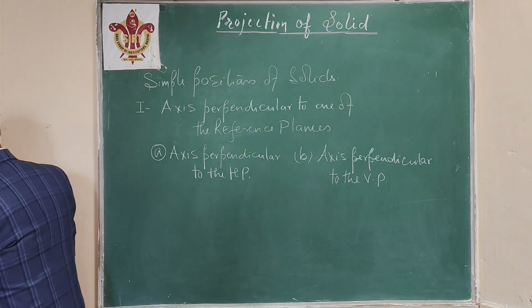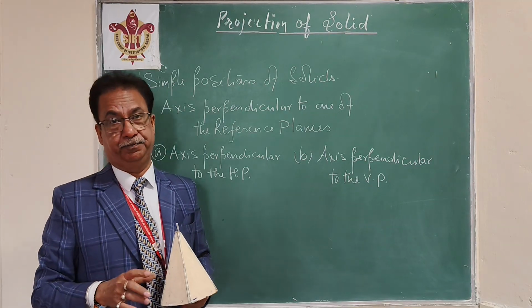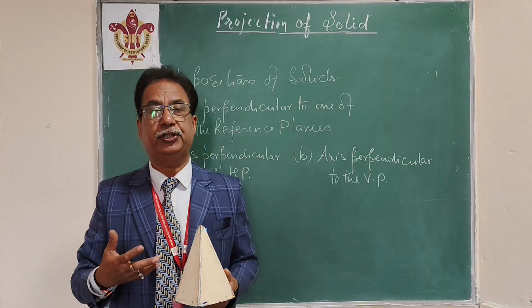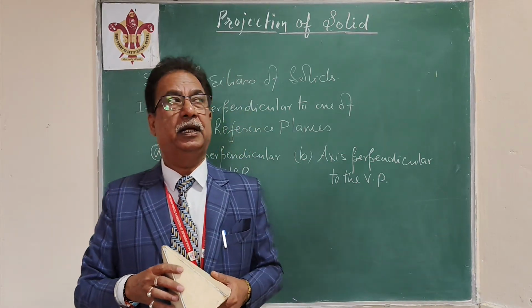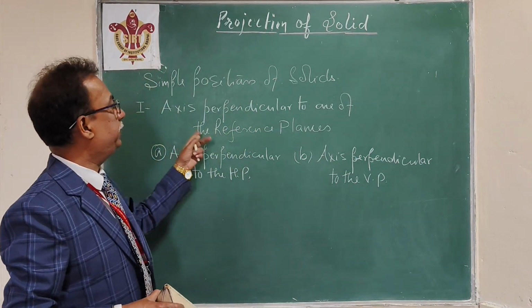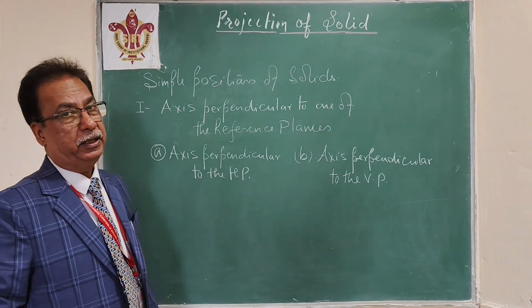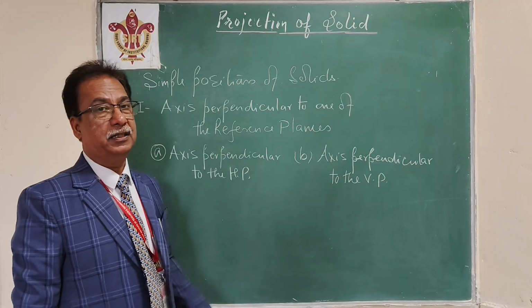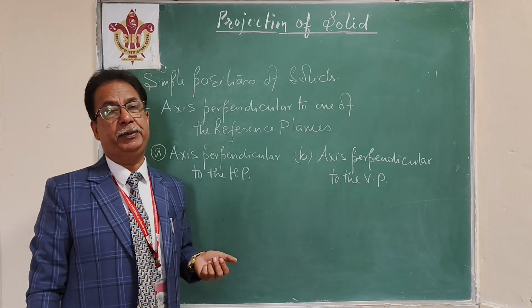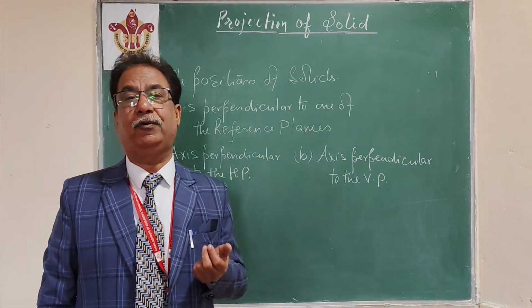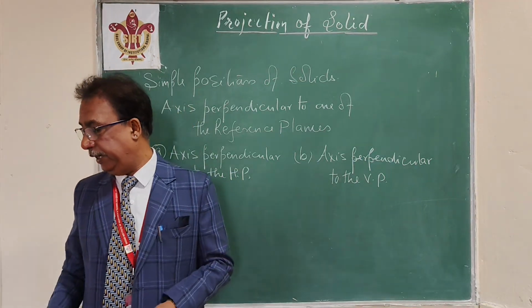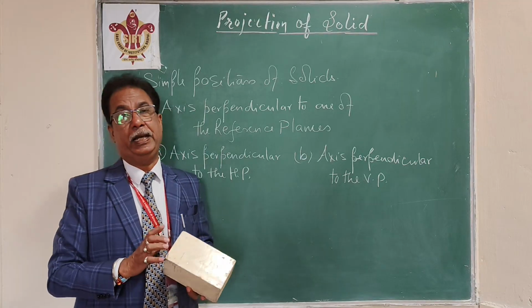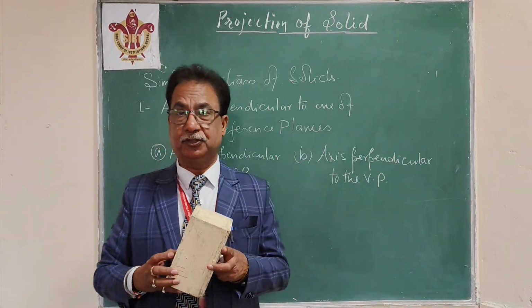Then one important term in solids is the axis. If I want to discuss the position of a solid in space, the most important thing is the axis of the solid. If you look at the board, I have written the simplest position of a solid. It is when the axis is perpendicular to one of the reference planes. Technically, the axis is an imaginary line that is not visible.